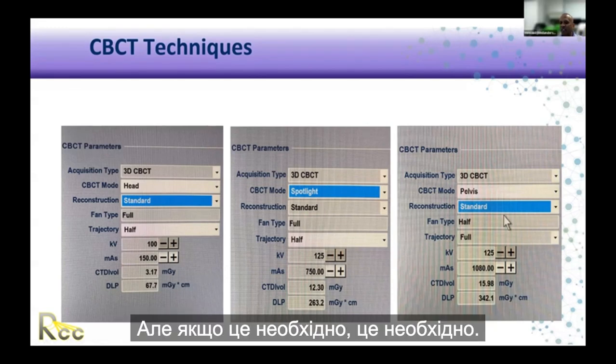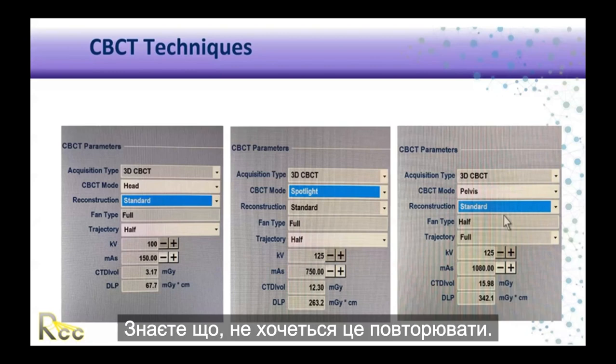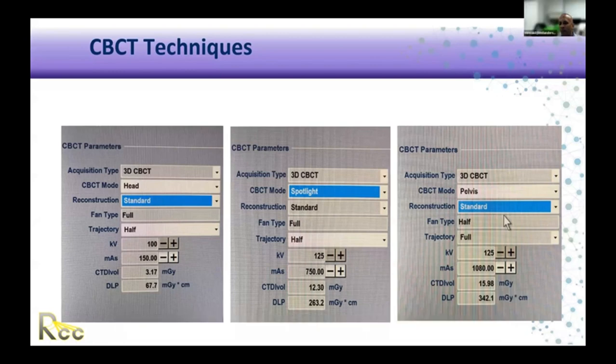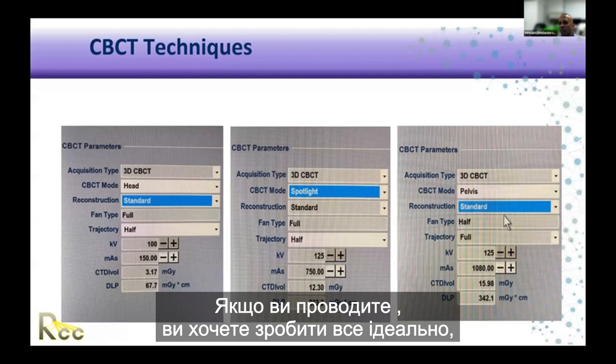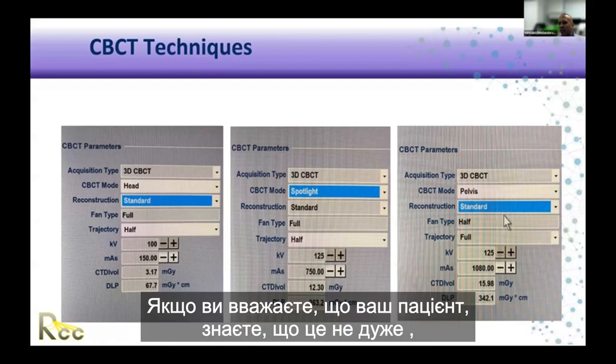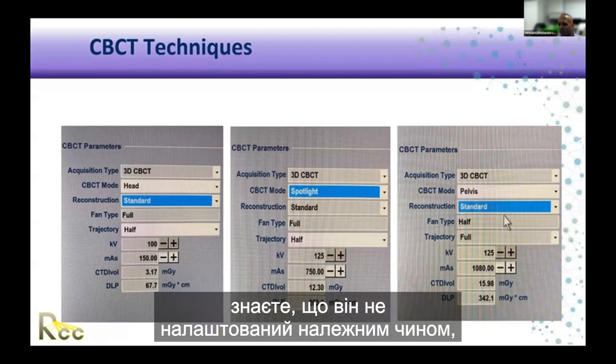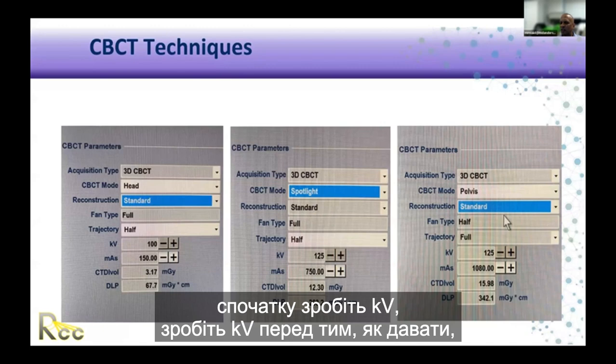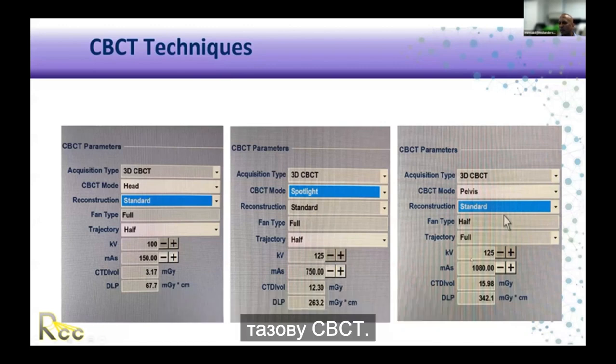But if it's necessary, it's necessary. But you know what? The thing is, you don't want to repeat it. If you're doing CBCT, you want to do it perfect the first time. If you think that your patient doesn't set up well, take a KV first. Take a KV of the organ before you do the pelvis CBCT.